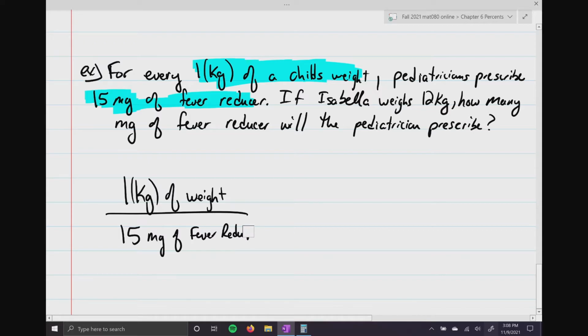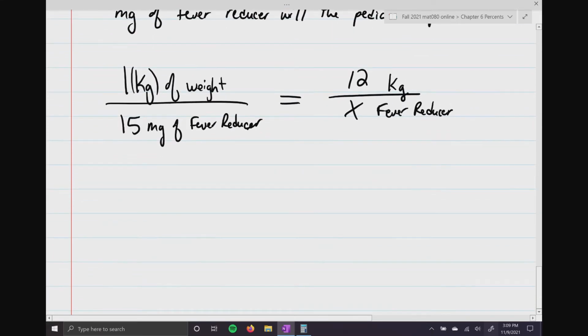Okay? Now, if this is the case, then the other fraction has to be the exact same. All right? So the question becomes, well, what does this other fraction look like? Well, that's where Isabella comes into play. So if Isabella weighs 12 kilograms, so 12 goes up top, how many milligrams of fever reducer will the pediatrician prescribe? Well, you don't know, so you put an X. But what we do know is now we got a proportion. So I'm just going to break it down into numbers. 1 over 15 equals 12 over X. And all I have to do is just cross multiply.